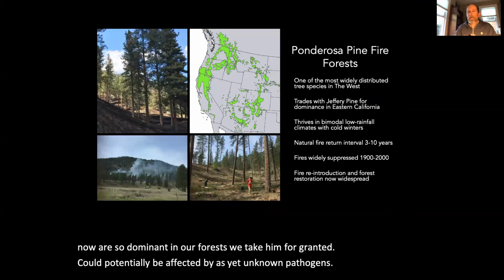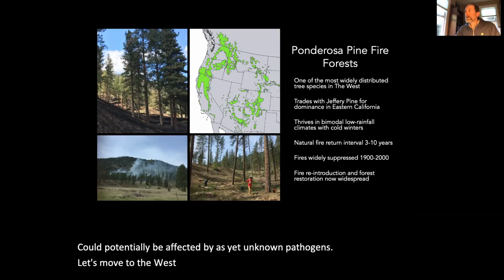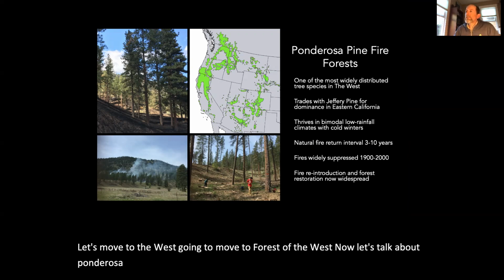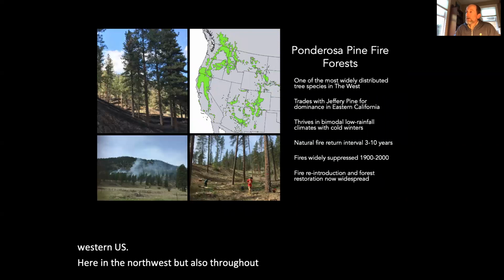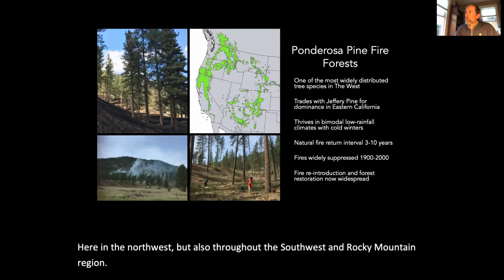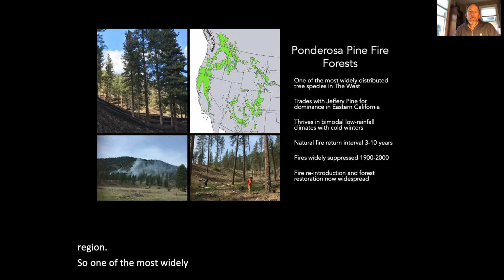Okay, let's move to the west. I'm going to move to forests of the west now. Let's talk about Ponderosa Pine forest. Ponderosa Pine is a really interesting species for the western US, here in the Northwest, but also throughout the Southwest and Rocky Mountain region. It's one of the most widely distributed tree species in the West.